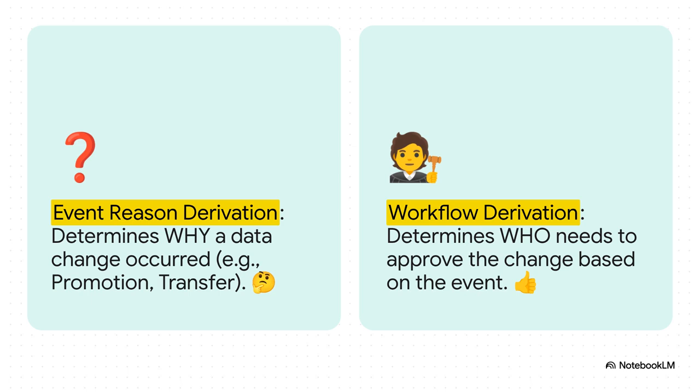So you've got something called event reason derivation, which is a fancy way of saying the system figures out why a change happened. Like, if an employee's job title and pay grade both go up, the system is smart enough to know, hey, that's a promotion. Then workflow derivation kicks in and figures out who needs to sign off on that promotion. The system gets the what, the why, and the who, all by itself.